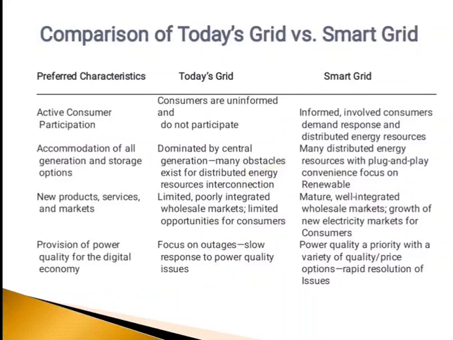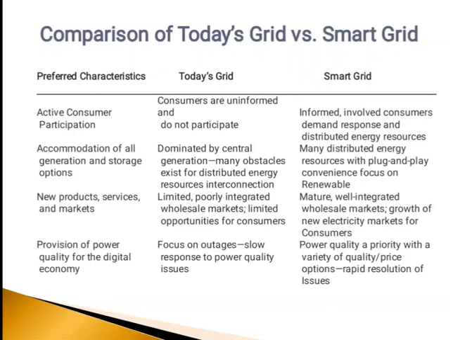So in this slide we are trying to give the comparison between today's grid and the smart grid. Let us talk about the characteristics and compare today's grid with the smart grid. The first parameter is active participation. As far as active consumer participation is considered, the consumers are uninformed and do not participate in today's grid environment. But in the case of smart grid, all the consumers are informed and involved in the smart grid activities, as well as accommodation of all generation and storage options.